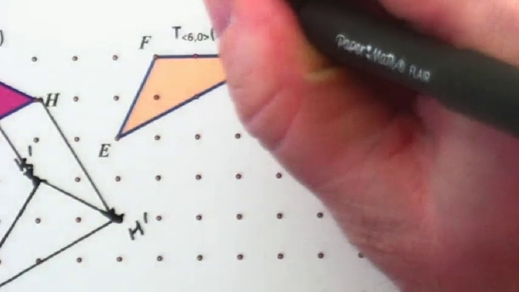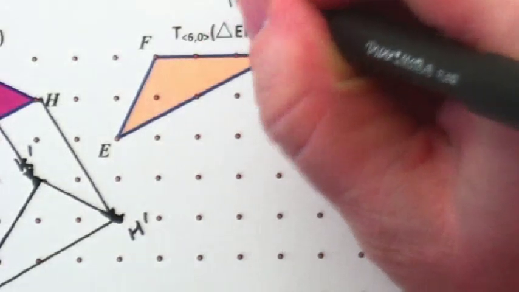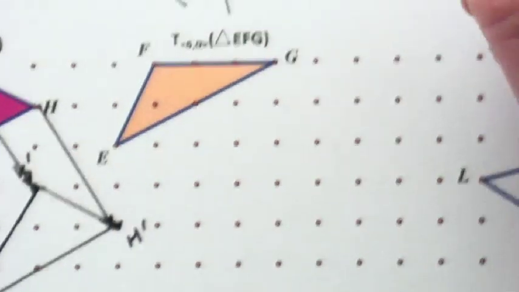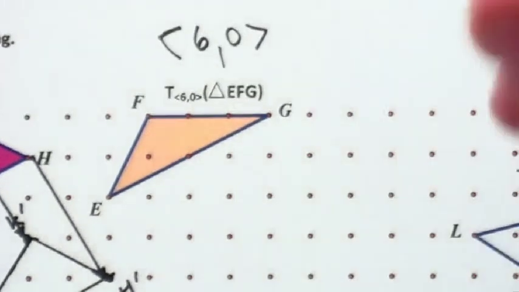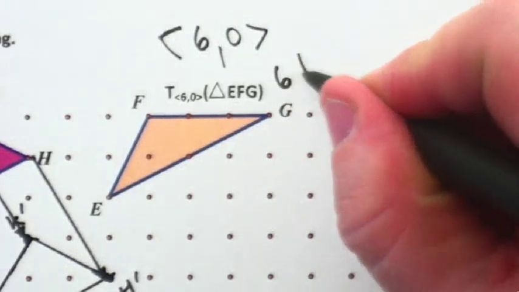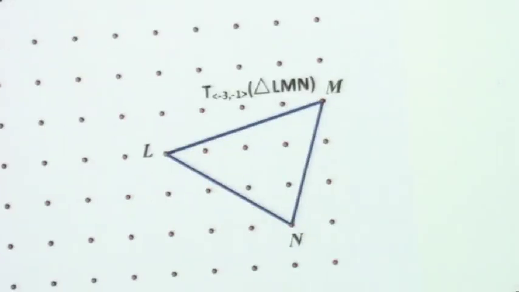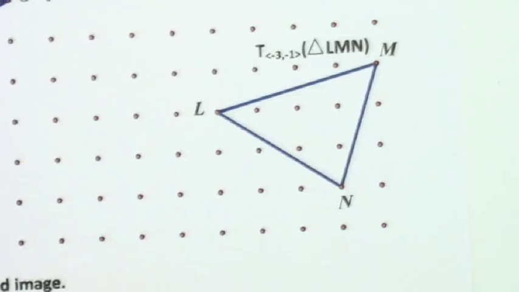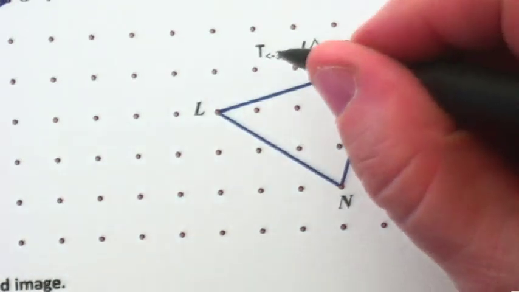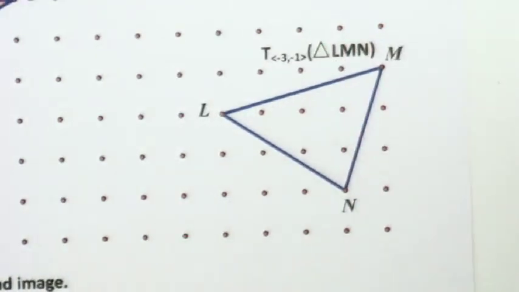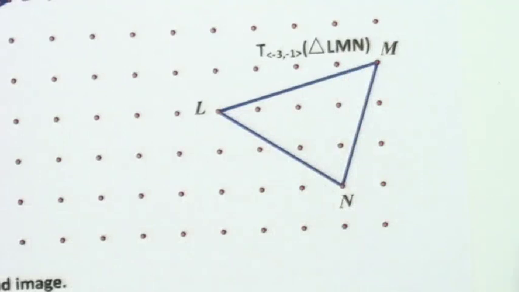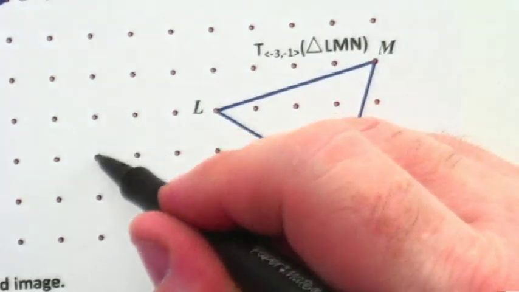Actually, I'm not going to do this one, but let's talk about it. 6 comma 0 is the notation. That just means everything is going 6 to the right. Let's do this one. This one says the notation is negative 3, negative 1. So everybody is going to go 1, 2, 3, down 1.